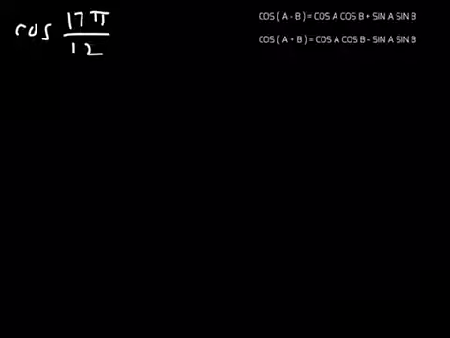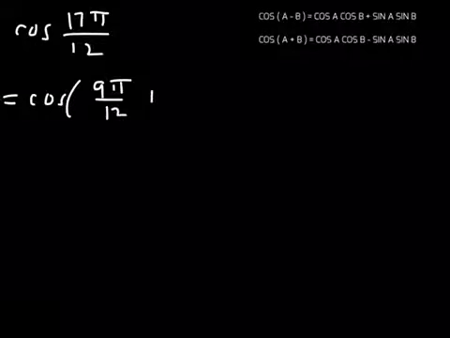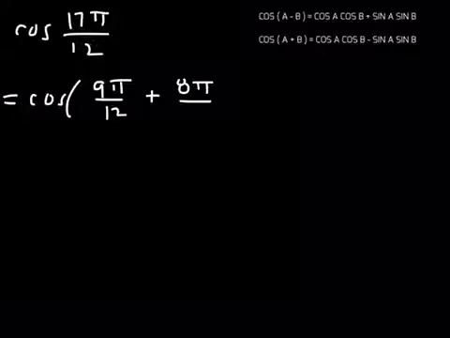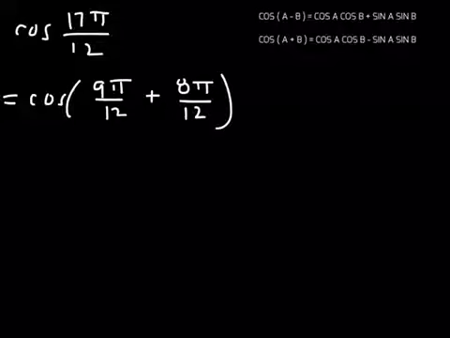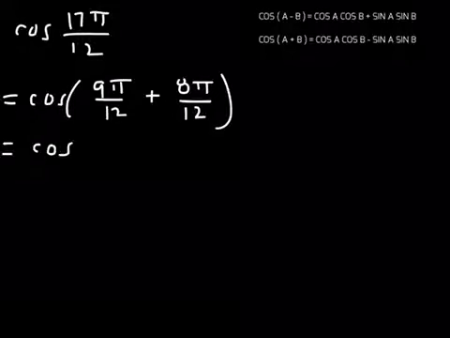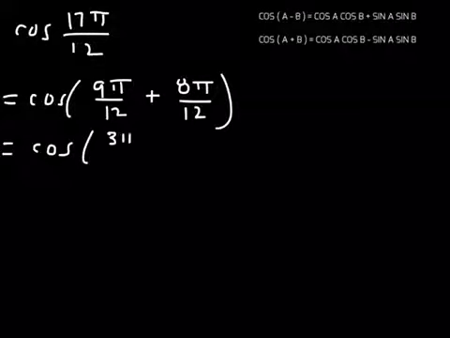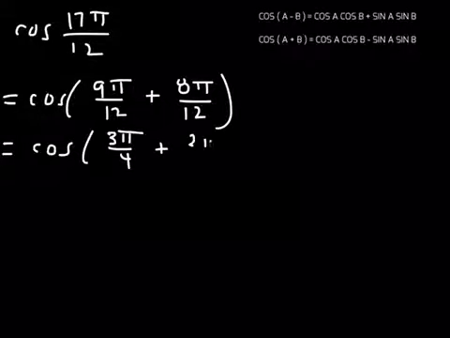So I can rewrite this as cosine of a sum here. How about 9 pi over 12 plus 8 pi over 12? That would definitely be 17 pi over 12. But when I simplify each of these, this would be 3 pi over 4, which is one of our special angles, plus, simplifying this one, 2 pi over 3, another one of our special angles. So let's use the sum identity for cosine to expand this.